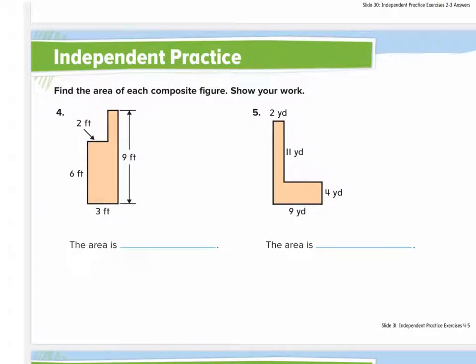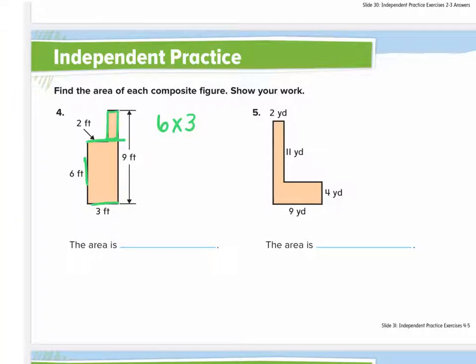Alright, on this one I'm going to show you two different ways that you could solve this problem and get the same answer. So we could break it right here so that we have this little rectangle and this big rectangle. Okay, it's going to be 6 and 3 for this rectangle, 6 times 3. And then we have to figure out what this little rectangle is.